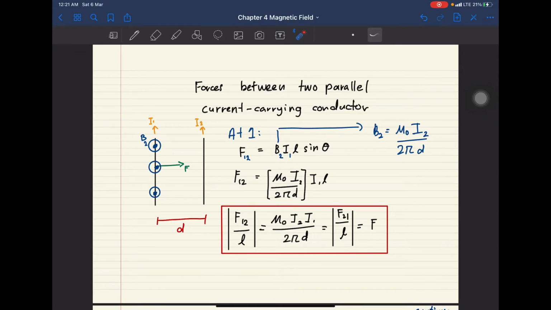So in this video I continue chapter 4. This is the second part of the video. Make sure you already watched the first one. I want to discuss forces between two parallel current carrying conductors.